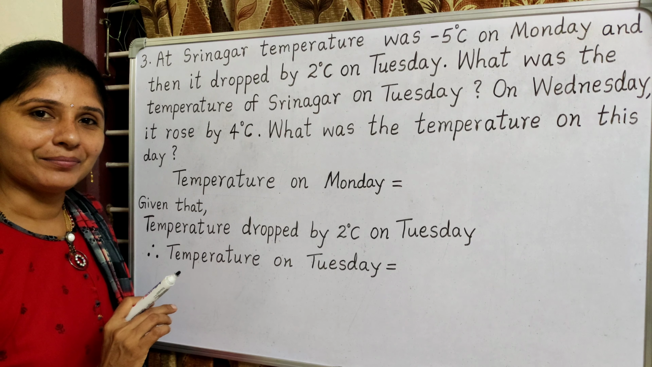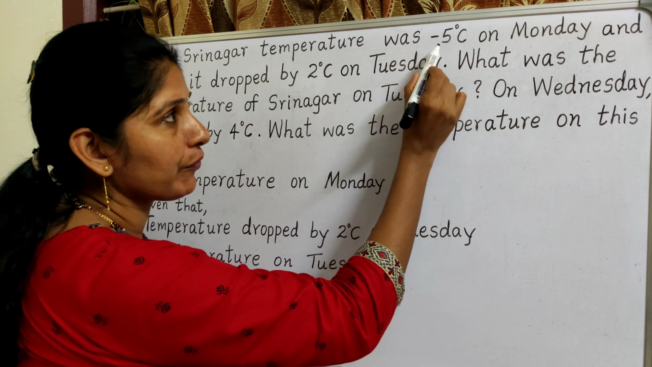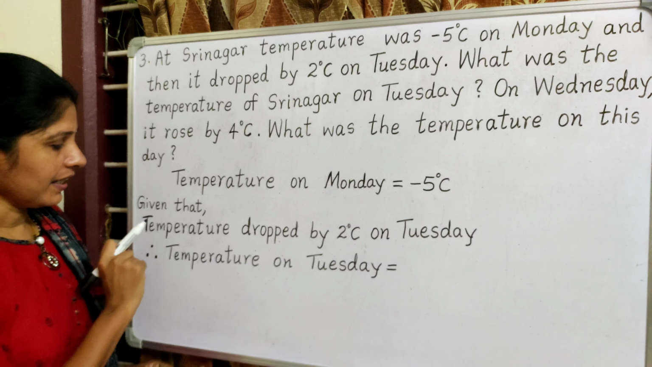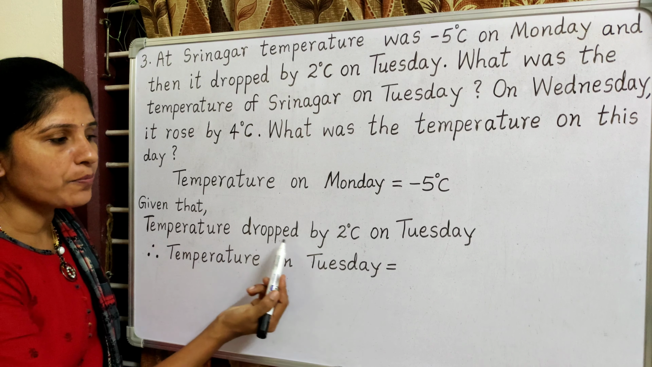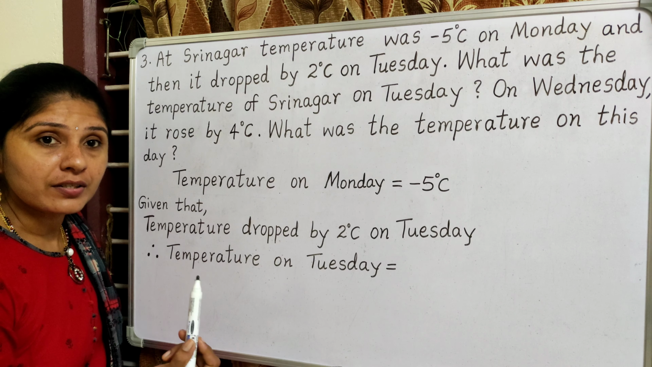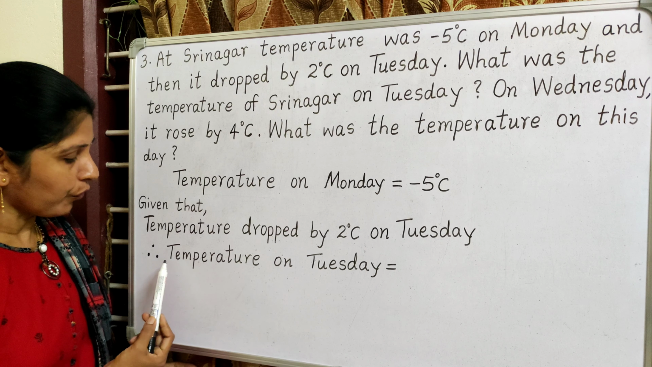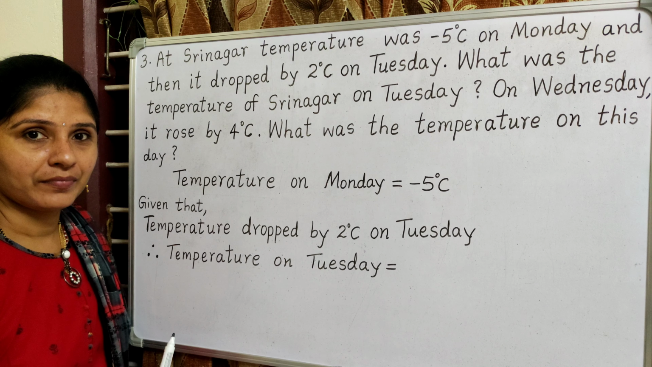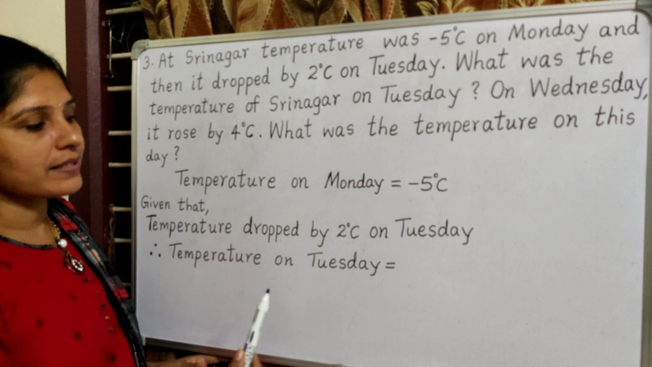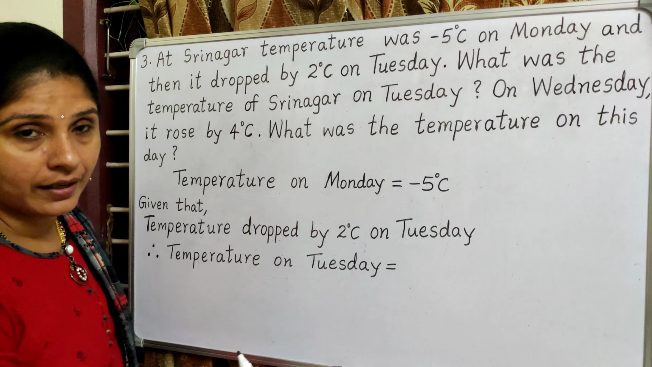Let us continue the sum. First statement, temperature on Monday is equal to minus 5 degrees Celsius. Next, in the question given that temperature dropped by 2 degrees Celsius on Tuesday. On Tuesday, the temperature decreased by 2 degrees Celsius. Next, therefore, temperature on Tuesday. To find out the temperature on Tuesday, we have to minus the dropped temperature from the temperature on Monday.